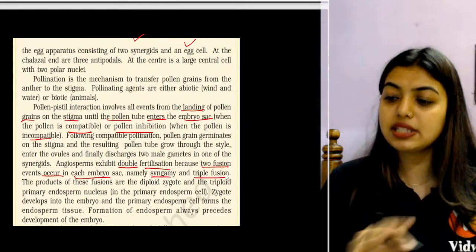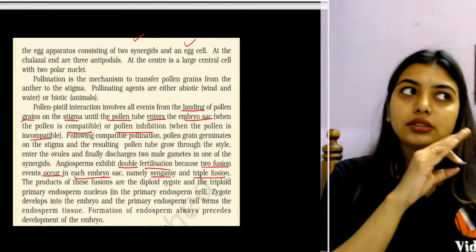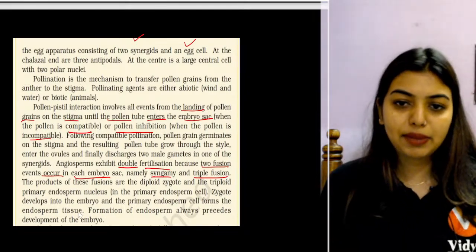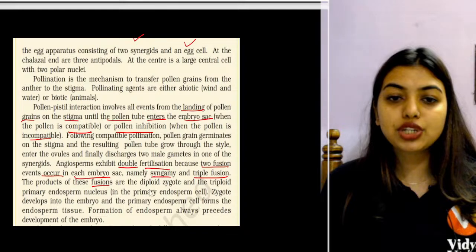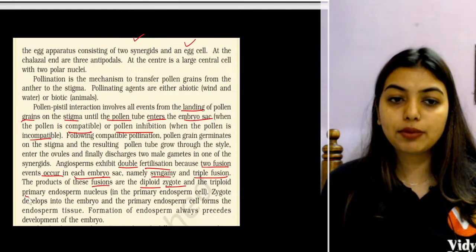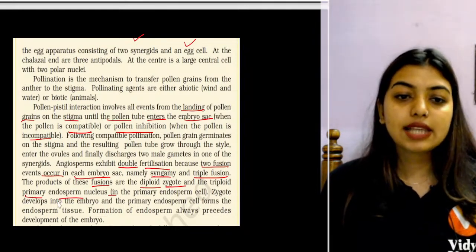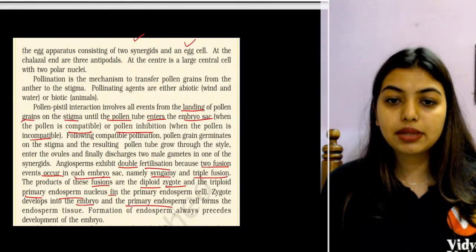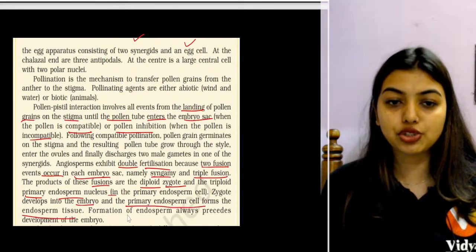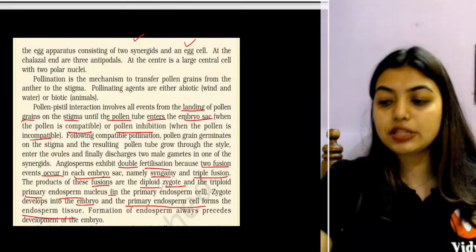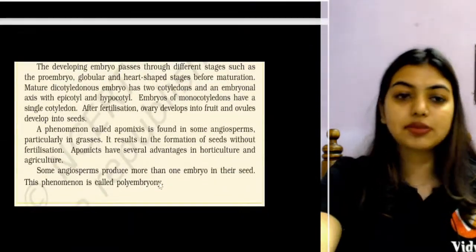Syngamy means it is between the egg and the male gamete. The products of these fusions are the diploid zygote and the triploid primary endosperm nucleus. The zygote develops into the embryo, and the primary endosperm cell forms the endosperm tissue. Formation of endosperm always precedes the development of the embryo.